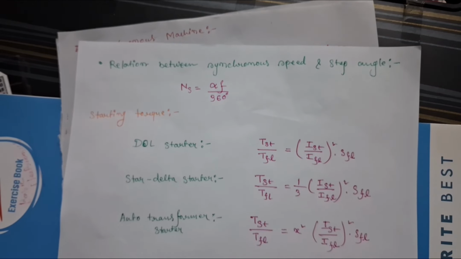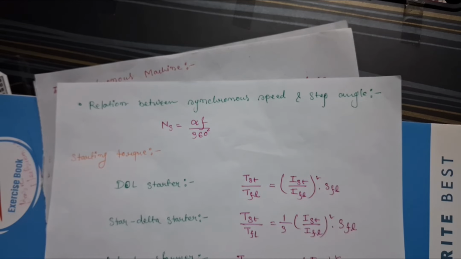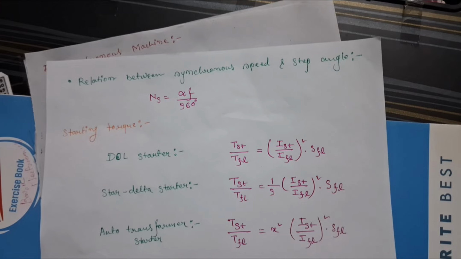Then you have to remember some formulas of starting torque in various types of starter. For DOL starter, means direct online starter, the ratio of starting torque to full load torque is (IST divided by IFL) whole square, into SFL. For star delta starter, the ratio of starting torque to full load torque is one third into (IST by IFL) whole square, into SFL.